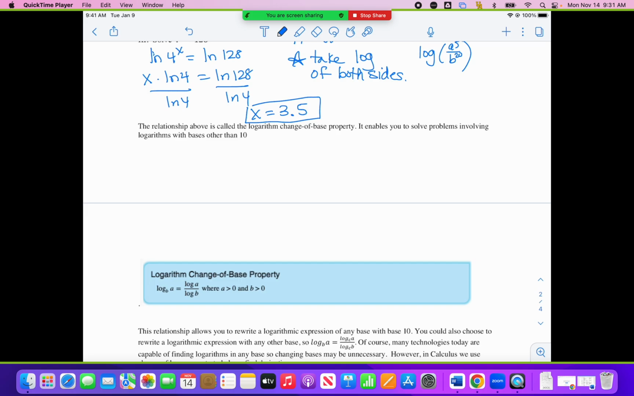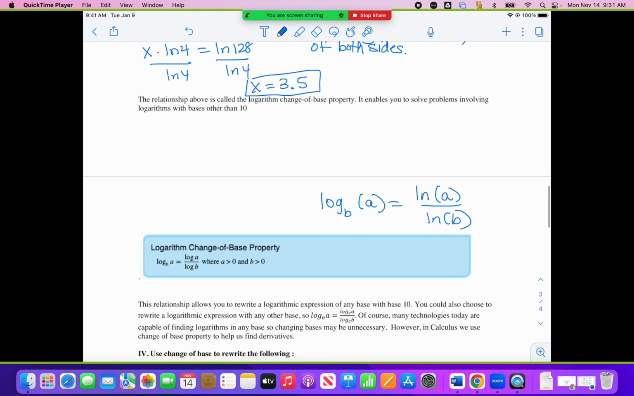So back in the day, we didn't have graphing calculators. We did have a basic scientific one that would do log, which was base 10, and ln. So what we could do is we could say log base b of a would be ln a divided by ln b, or you could do log a over log b. So that's what we did before graphing calculators.